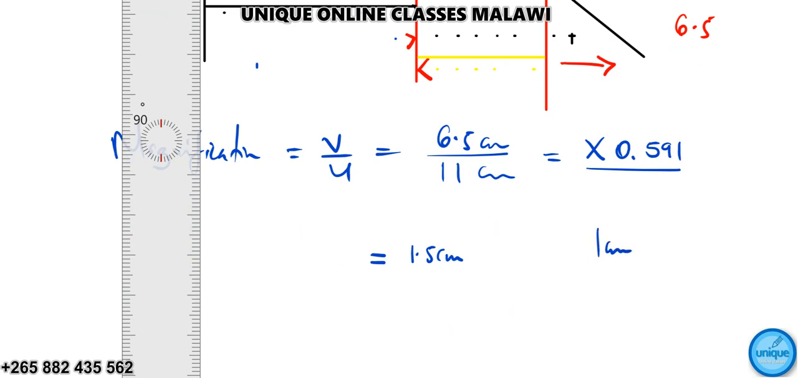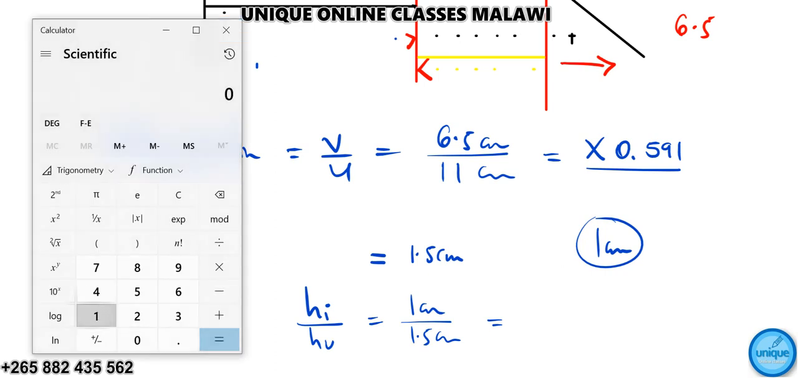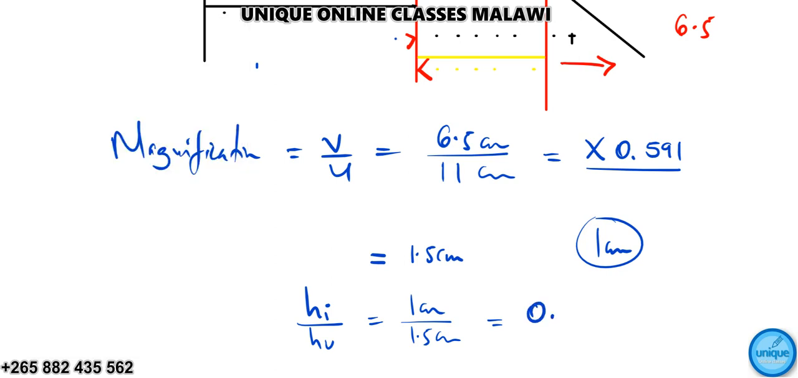So if you can calculate magnification using this formula, which says image height divided by object height, so this is our image height, which is 1 centimeter, divided by 1.5 centimeters. Let's take our calculator, 1 divided by 1.5. The answer is 0.66. You can see it's similar to this.